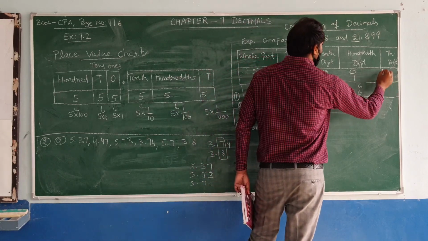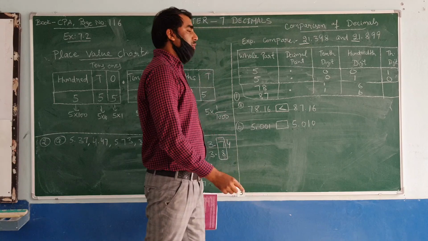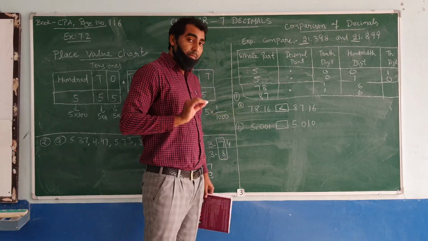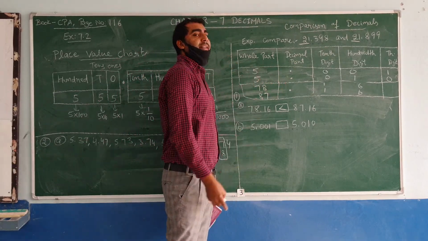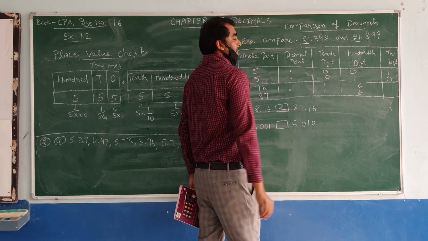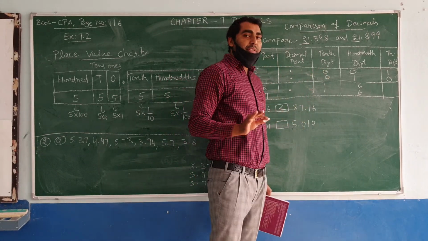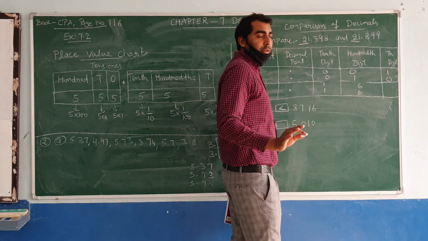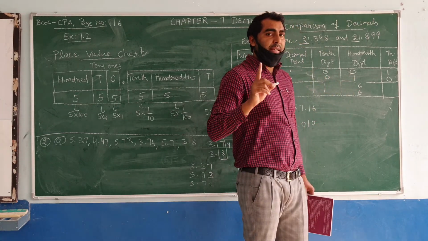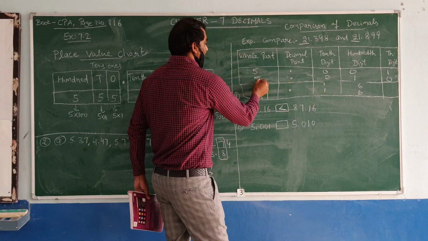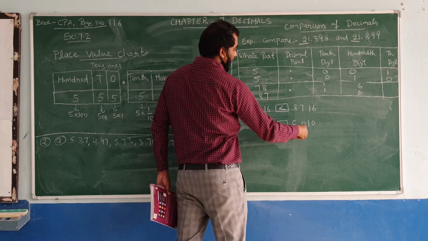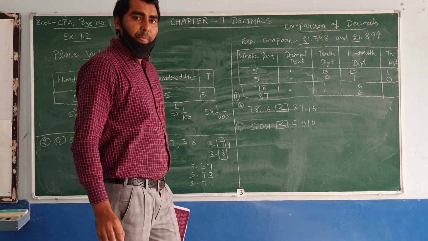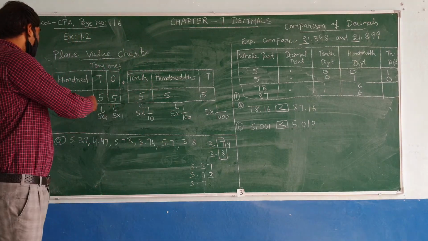So first of all we will check whether the whole parts are the same or not. The whole part is the same. Then we will check after the decimal. Here is 0 and 0. It means the tenths digit is also the same. Then we will go to the hundredths. Here is 0, here is 1. Now stop here. It means 1 is greater than 0. So it means this side. 5.010 is greater. Okay, understood?